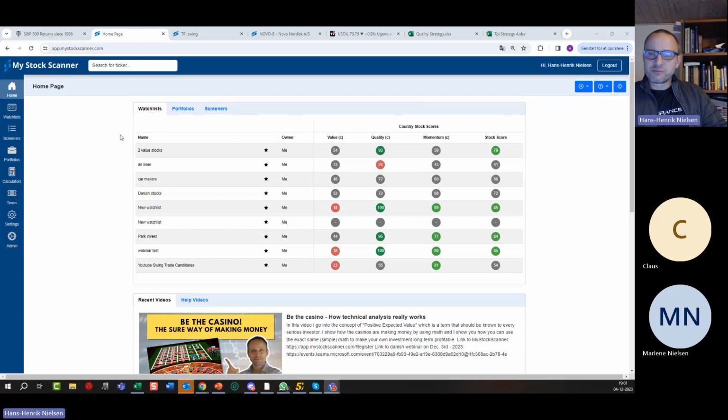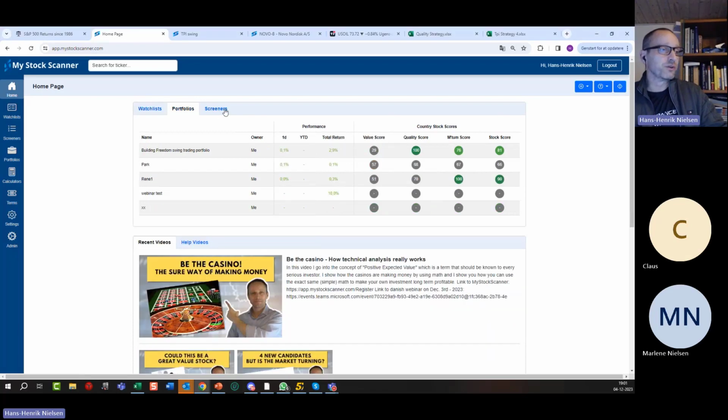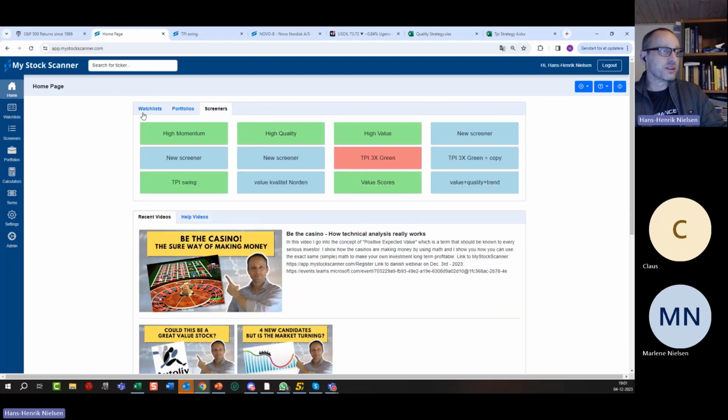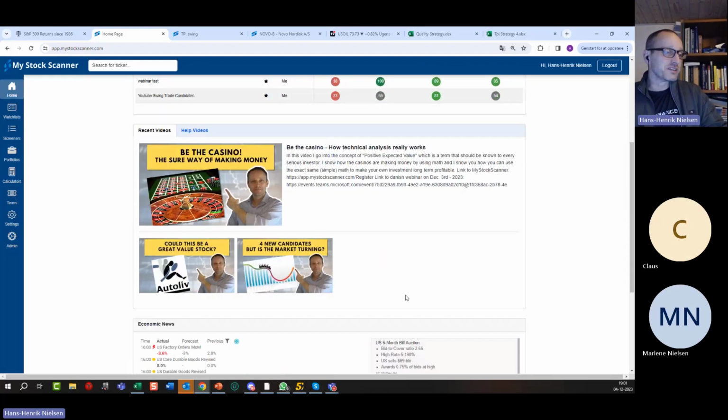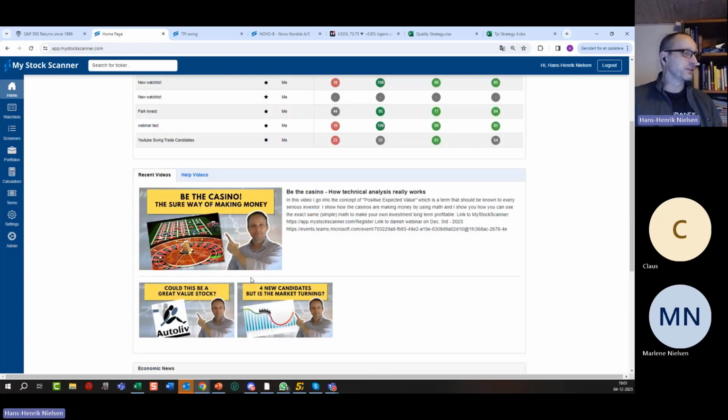MyStockScanner is a project we have developed over the last year and a half or so. I'll not go into details with everything about MyStockScanner tonight. There are a lot of features by now, and we are putting more in almost weekly. As you can see, we have watch lists where you can build portfolios, you can build your screeners. I will look at the screeners tonight, or at least one of them. We can see the latest videos I have made on the Building Freedom channel, and there are the economic news.